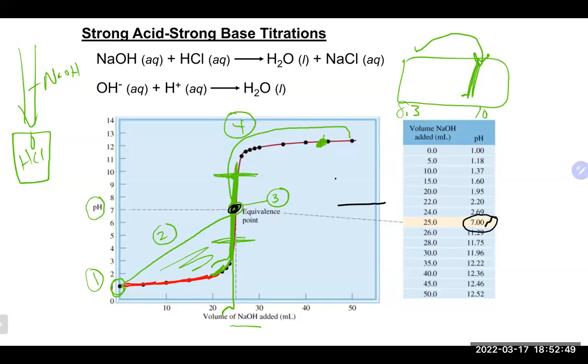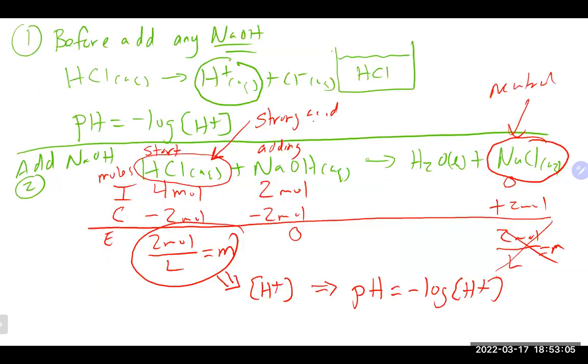All right, so it turns pink. That doesn't deter you. You're like, I'm going to keep going, I'm going to keep adding because I like the pink color. So you go past the equivalence point here in the number 4 region. So let's talk about what happens when we go past the equivalence point.